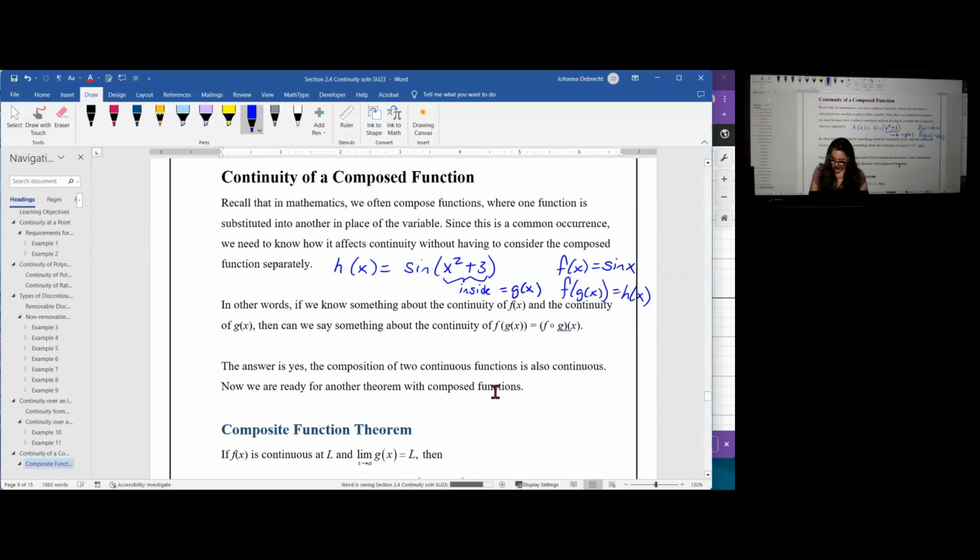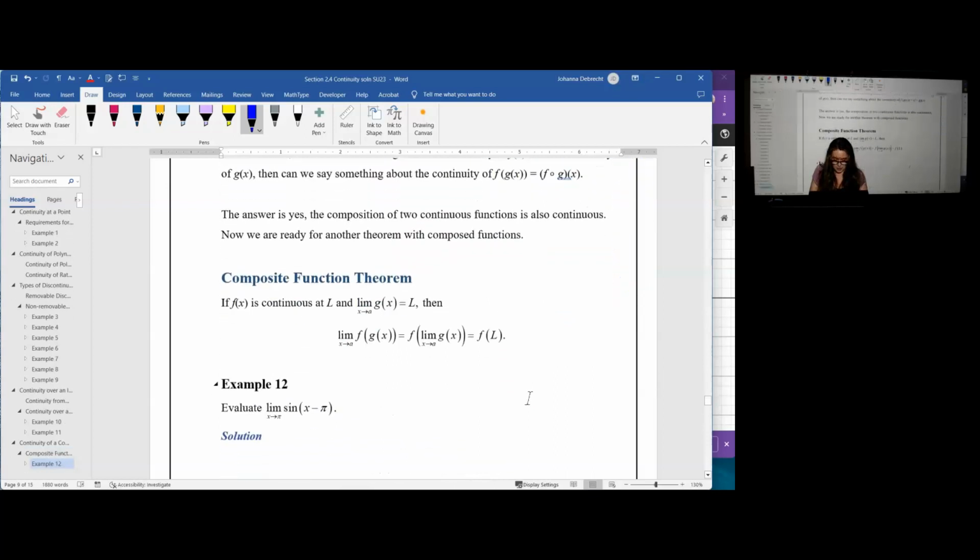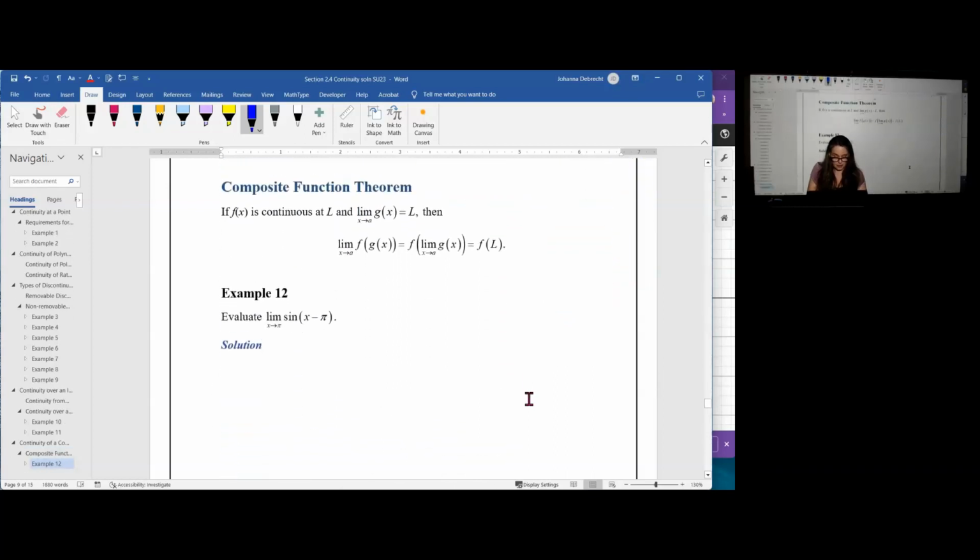Let's now take a look at the next piece, the composite function theorem. The composite function theorem is a little bit tricky, a little bit confusing. It says, assume the function f is continuous at a point L, and the limit of the inside function g of x as x approaches a is that number L. Okay, let's throw some numbers up here so this makes more sense.